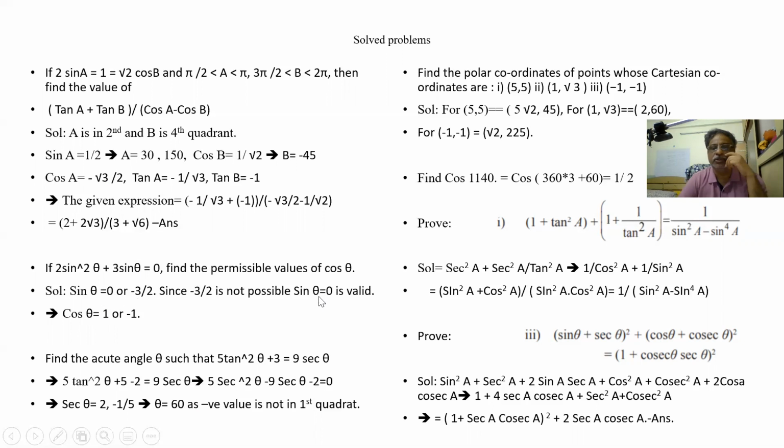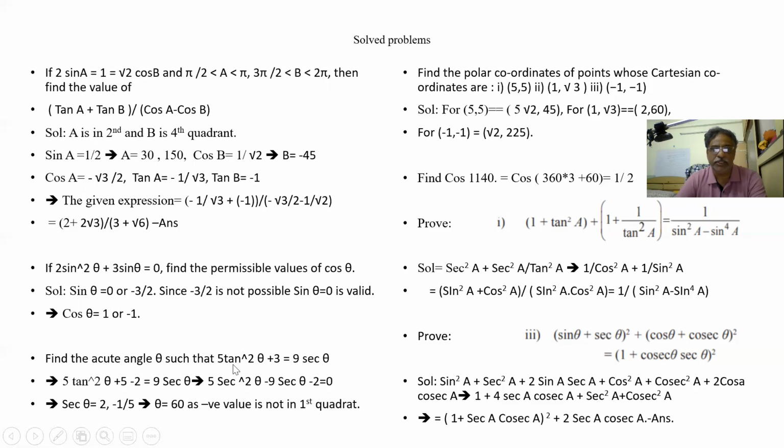So theta can be either 0 or 180 or 360. The possible values of theta are 0, pi, 2 pi, like that, continuous multiples of pi. Now that is sin theta. Find the possible values of cos theta. When sin theta is 0, automatically cos theta is plus or minus 1.